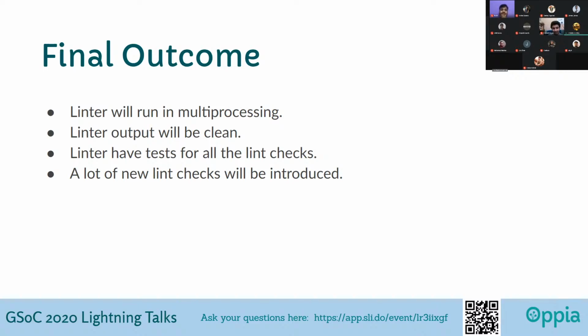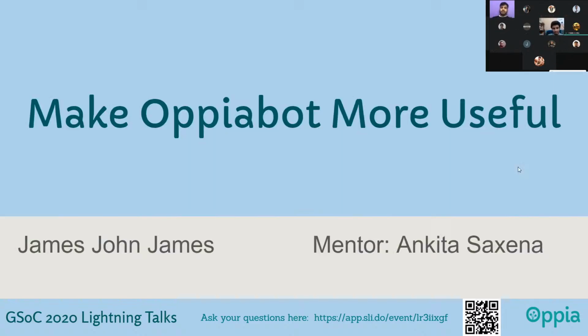So yeah, his project was actually really useful and will be used by developers across the code base. So thanks for the project. And so we are moving on to making Oppiabot more useful by John James, and mentor is Ankita Saxena.